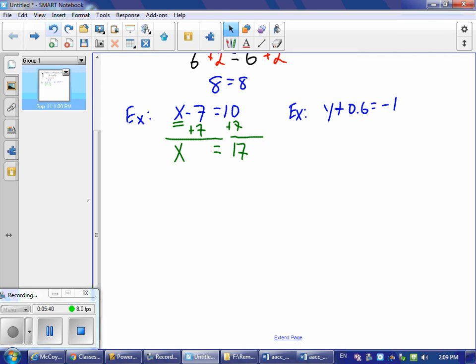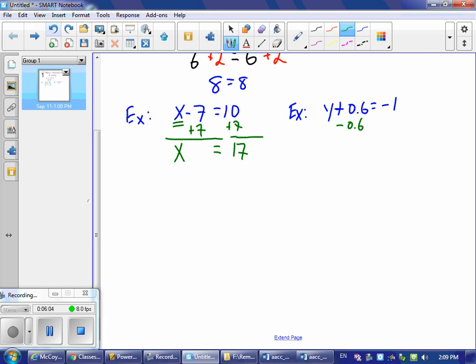So, in order to solve that equation for y, I would have to either add or subtract something. I need to get rid of that 0.6. Well, that 0.6 is positive. It's being added to the y. So in order to get rid of it, we're going to have to undo that operation. We're going to have to use the additive inverse, so we will subtract 0.6.